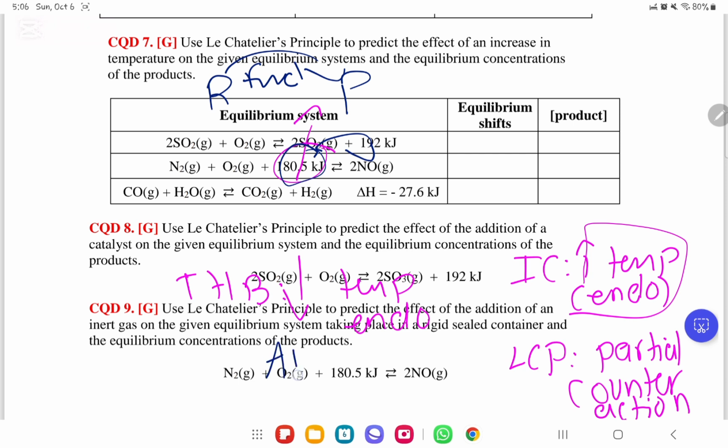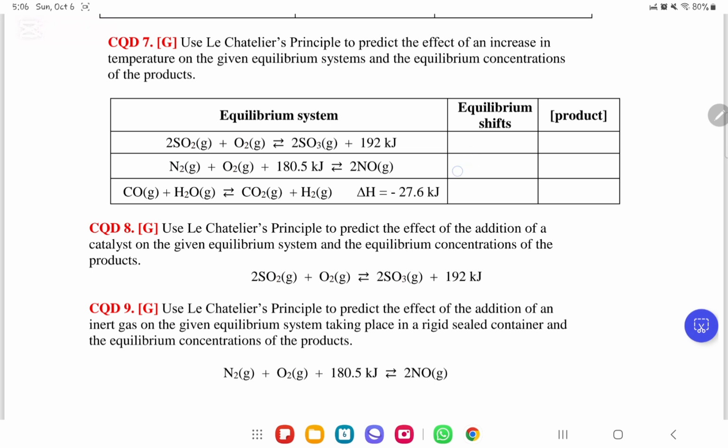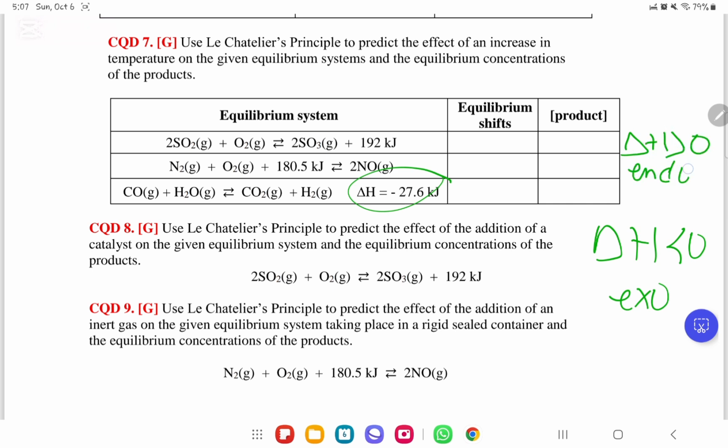As a result, the concentration of our products increases because the reactants are giving to the products, and the concentration of the reactants decreases because, again, the reactants are giving to the products. So the equilibrium shifts forward and the concentration of our product increases. Now the last one here that we have is delta H is negative. Anytime we have delta H less than 0, we know it is exothermic. Anytime we have delta H greater than 0, we know it is endothermic.